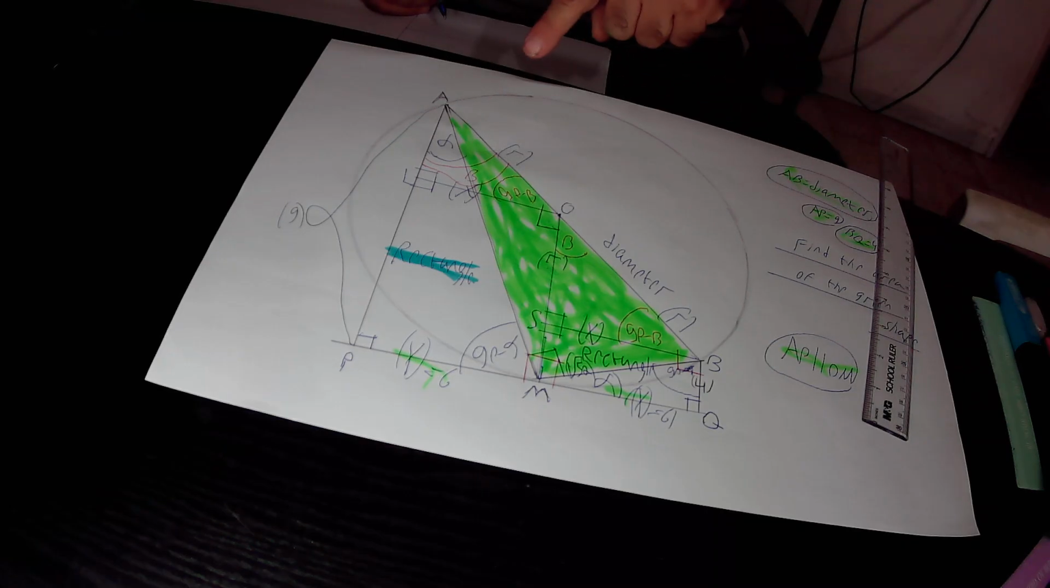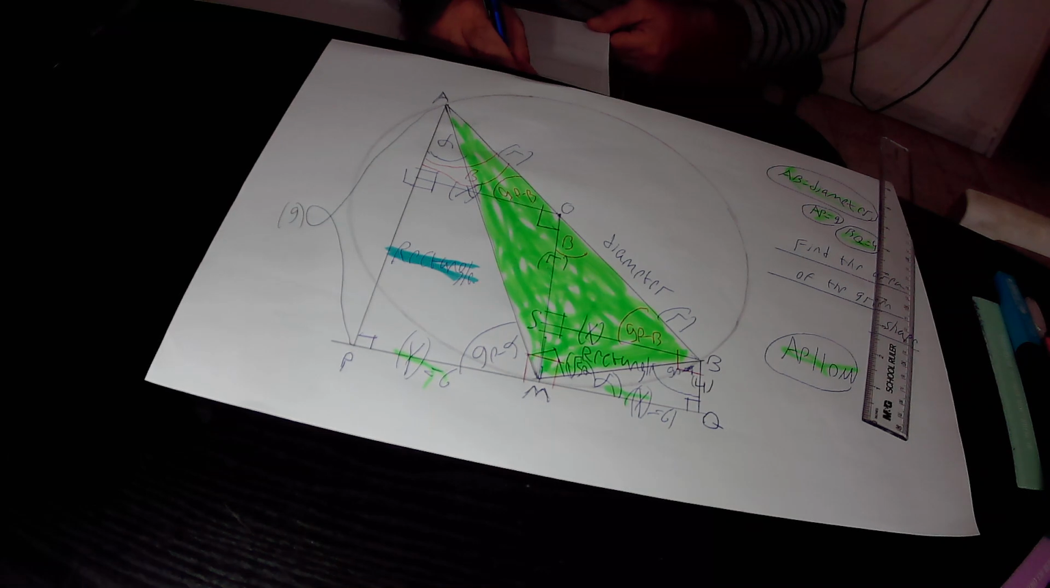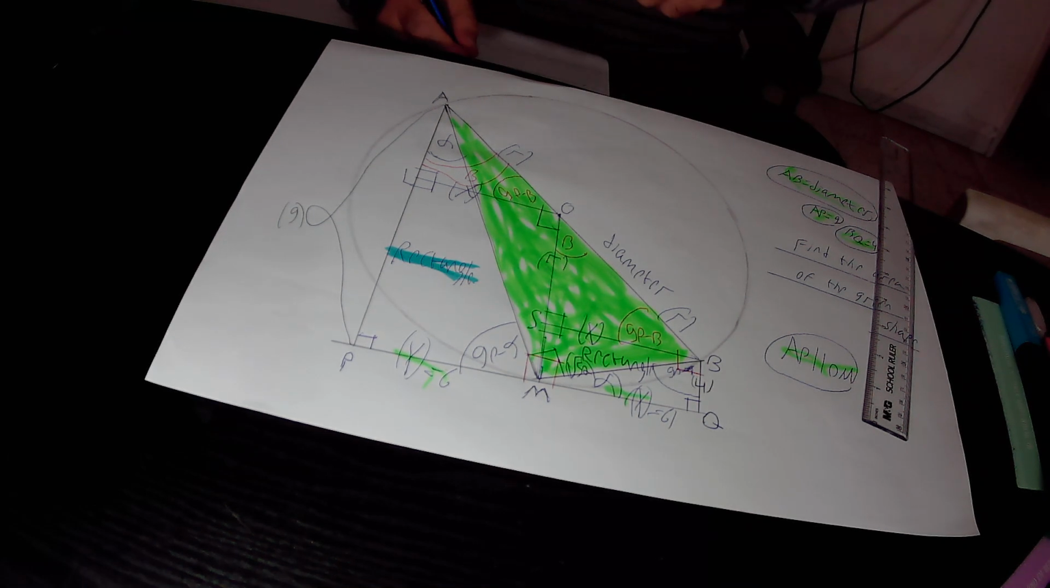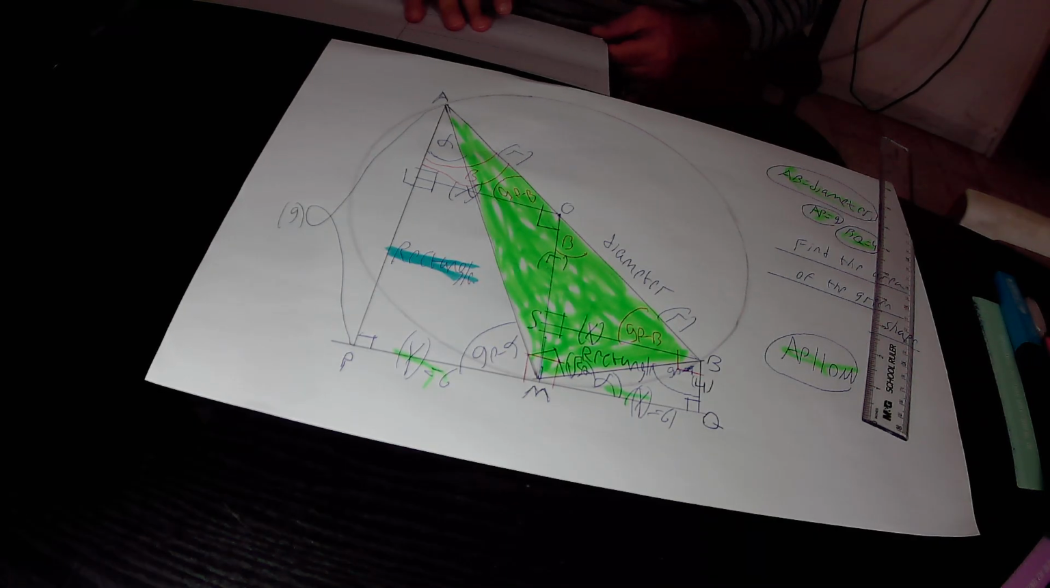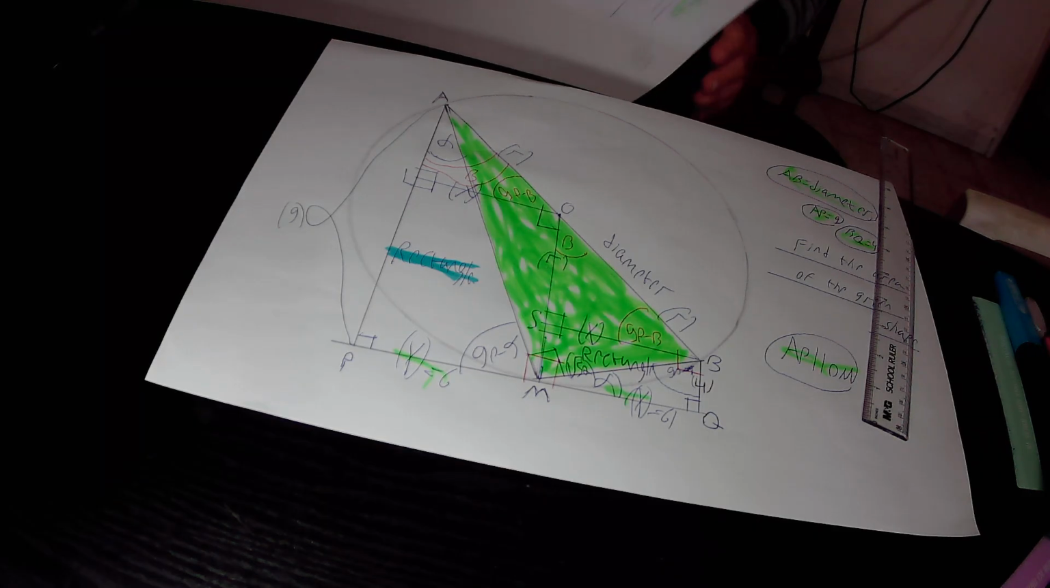In the right triangle APM, according to the Pythagoras theorem, AM squared, that is the square of the hypotenuse, must be equal to AP squared plus PM squared. But again, in the right big triangle APM, according to the Pythagoras theorem, AM squared equals AP squared plus PM squared.